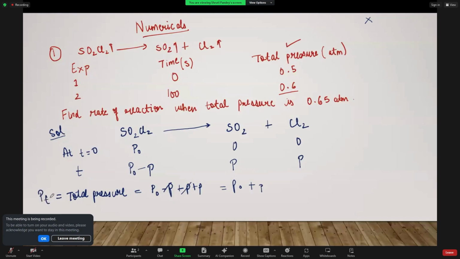ठीक है, तो अब हमें यह PT known है. The point is, जो हमें टेबल में दिया है वो ये चीज है, PT, total pressure at some time t. ठीक है, because PT is also known and P naught is also known but small p is not known. So what we will do is, small p is unknown, so we will write it in terms of PT minus P naught will be small p.